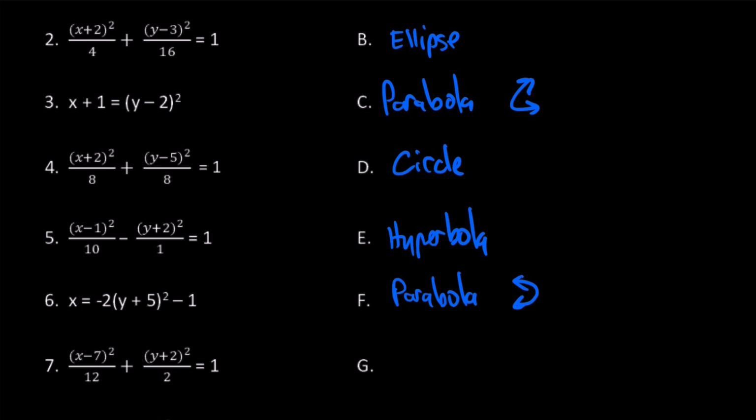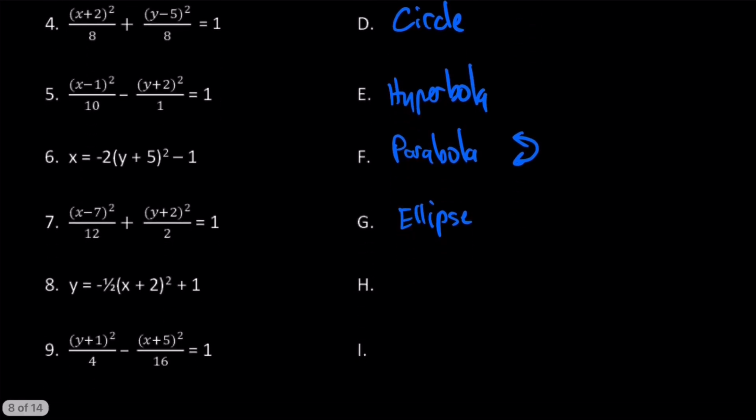Question 7 is an ellipse. 8 is another parabola. It's y equals negative x squared, so that parabola would look like that. And 9 is going to be a hyperbola.